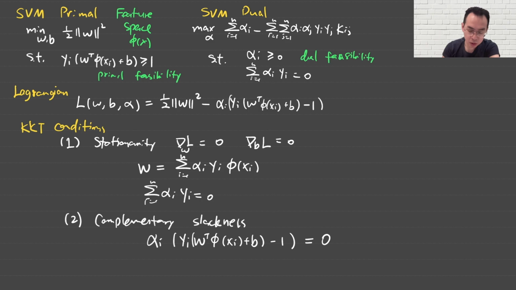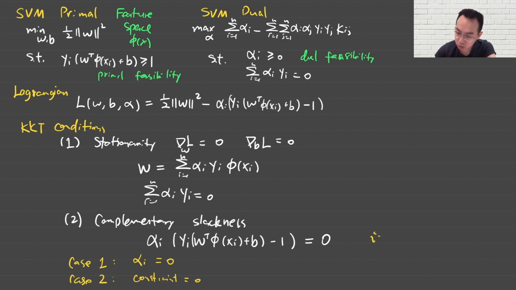It can mean there are two cases, right? The case one is that alpha I equals to 0. And then the case two is that the constraint is on the boundary. Here, because I goes from 1 to n, for each data point we have a corresponding complementary slackness condition that needs to hold. It means that for each data point, either the alpha I equals to 0 or the constraint equals to 0.